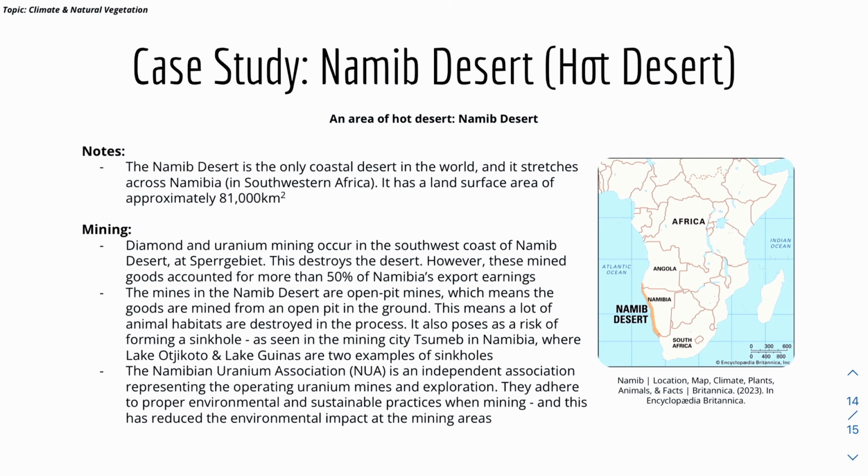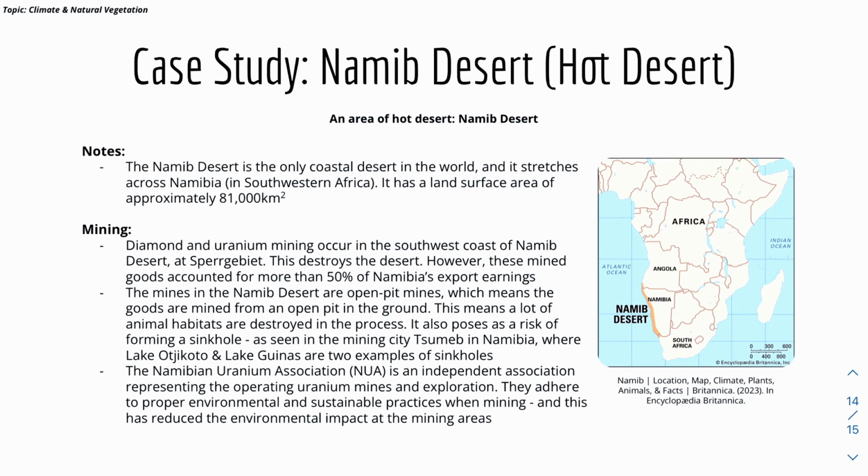And the mines in the Namib Desert are open pit mines, which means that the goods are mined from an open pit in the ground. This means that a lot of animal habitats are destroyed in the process, which has a risk of forming sinkholes, as you can see in these two examples in Namibia.